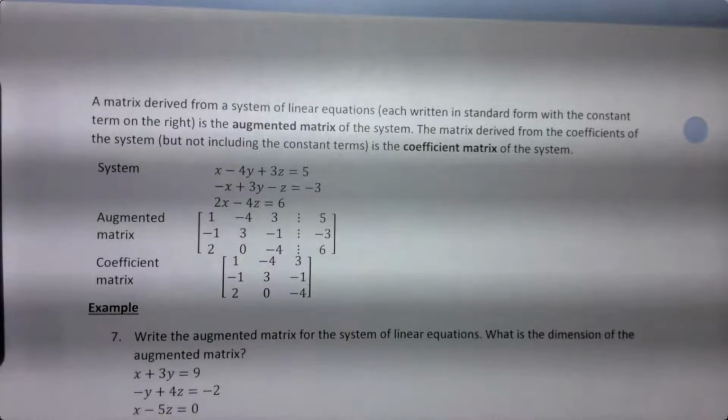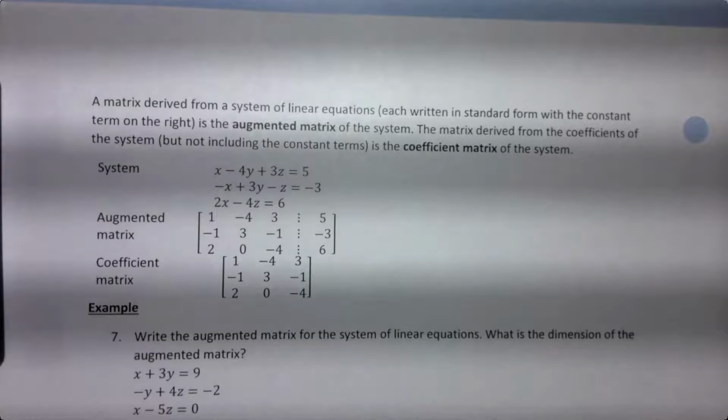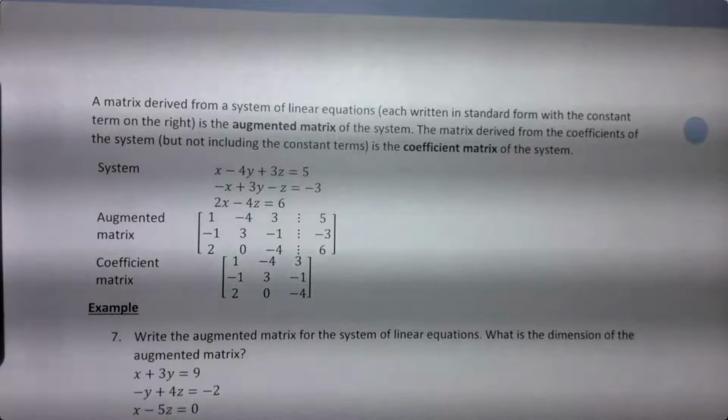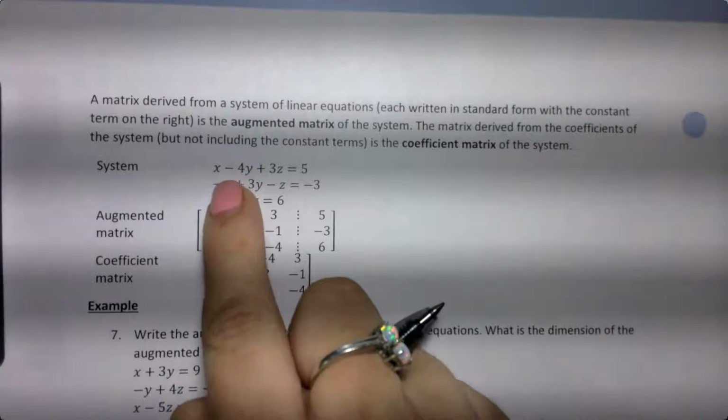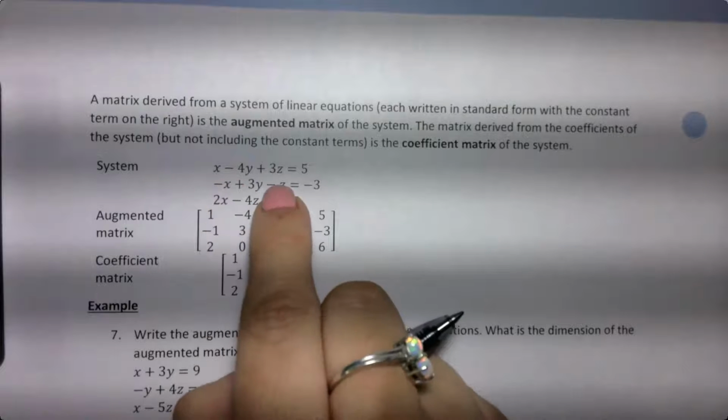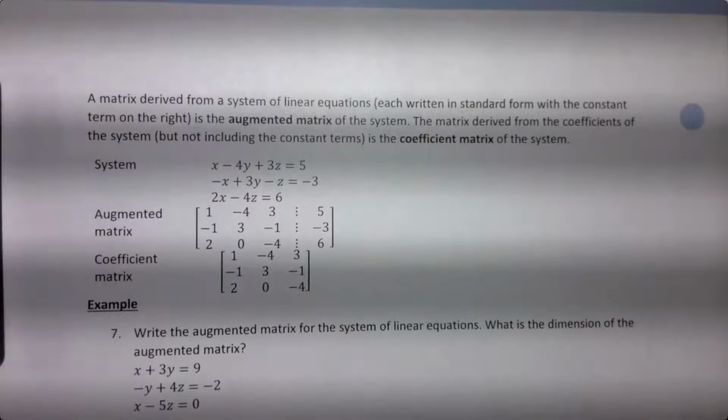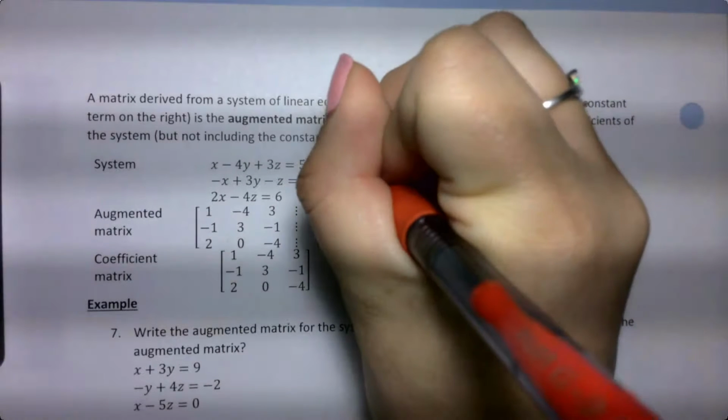So what this is called is, when I'm turning a system of equations into a matrix, I am basically taking all of my coefficients and the answer and putting it all together in one giant matrix. So if I look, my original system is x minus 4y plus 3z equals 5. Each equation is a row, so I should point that out.